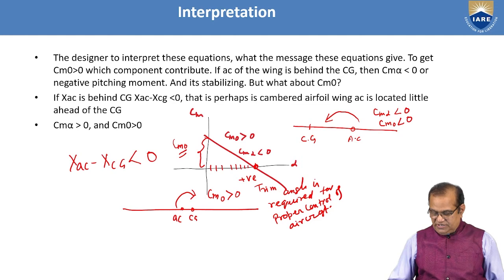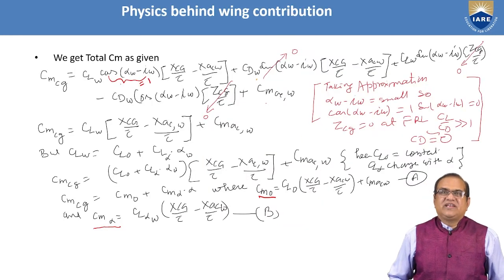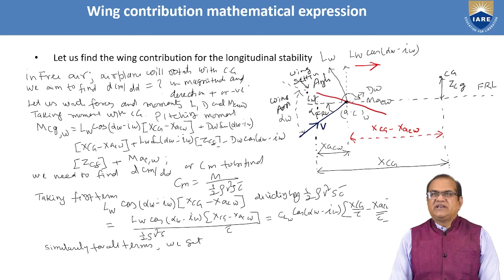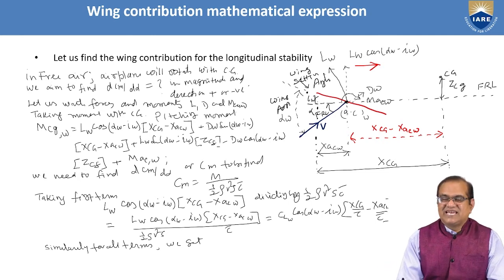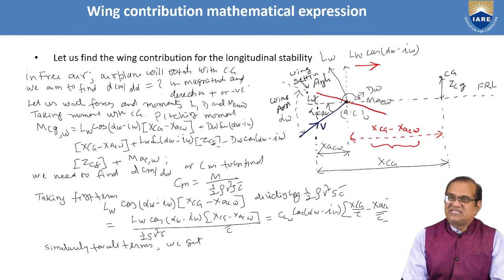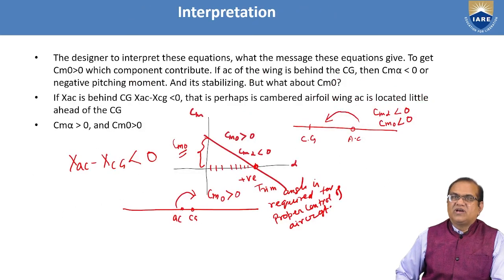So these are the interpretations, and if any doubt exists here, we can very well see that the XCG minus XAC parameter is very important, and we can see here that the more this distance, the higher the moment will be. That is why we should not put the center of gravity very far away. We should not put it far away. Okay.